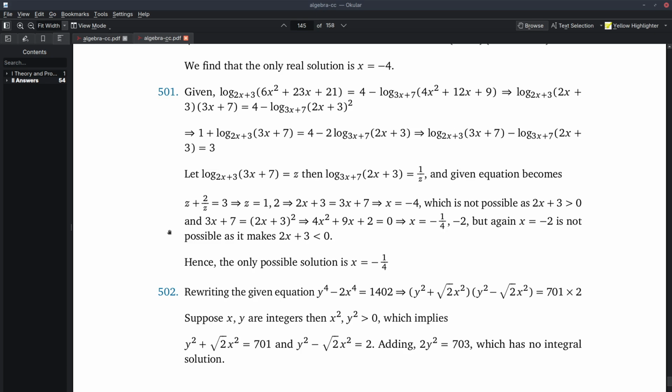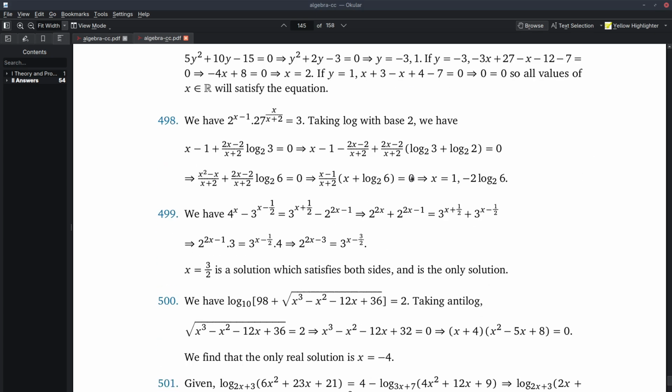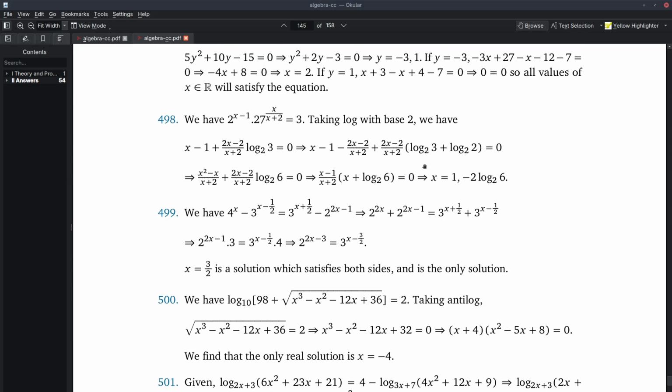When z is equal to 2, 3x plus 7 is equal to 2x plus 3 whole square, which gives x is equal to minus 1 by 4 and minus 2. But again, x is equal to minus 2 is not possible because it will make 2x plus 3 less than 0. So the only possible solution is x is equal to minus 4. So 498 and 501 have typing mistakes. This should be plus 2 here. There should be a plus 2. And in 498, what was the typing mistake here?